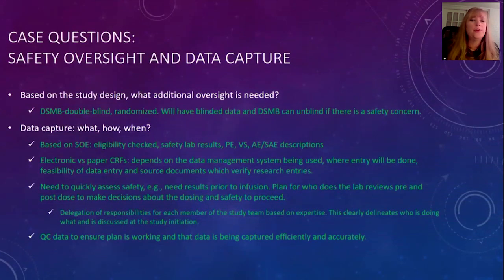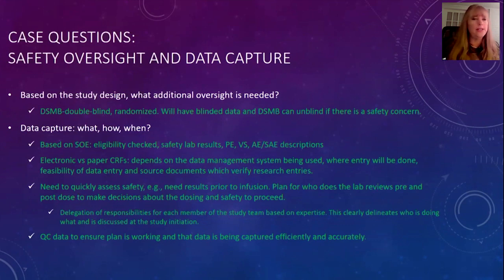Okay, so just with the brief overview, I wanted to refer back to the case example and ask you all to consider what safety oversight and data capture would be needed, or what would you want to see if this were your study based on the study design? What additional oversight is needed according to what I've just discussed with you?